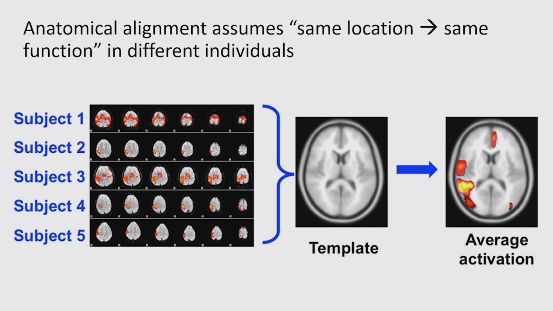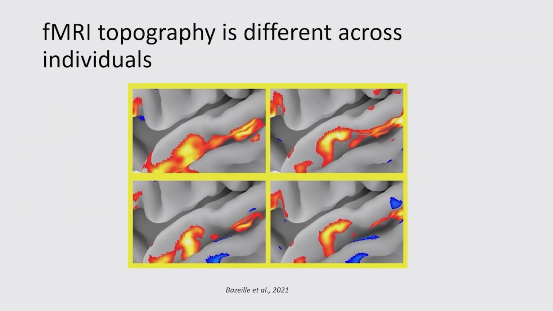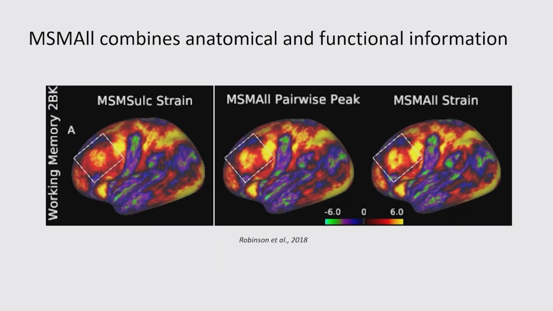Now, standard anatomical alignment assumes that the same location is going to be doing the same function in different individuals. But we know that quite often this is not the case. If you look at people's brain activations for a common stimulus, the activation can be located differently in different people. Now you might say, hey Jayson, there's already a method to deal with this, and this is multimodal surface matching. And that's kind of true.